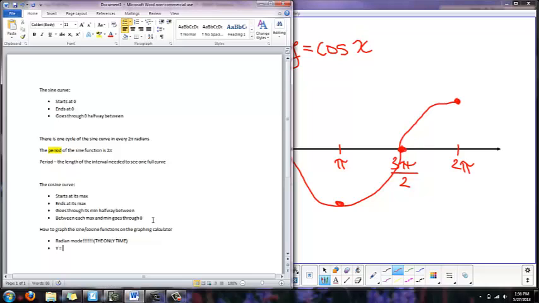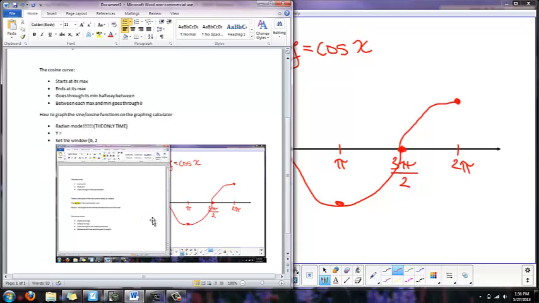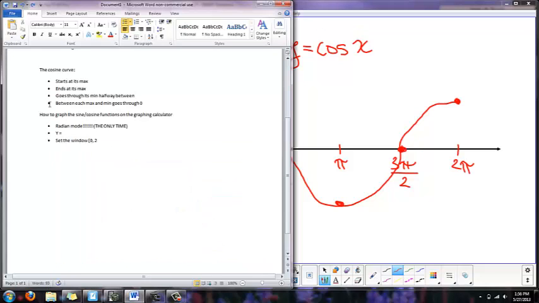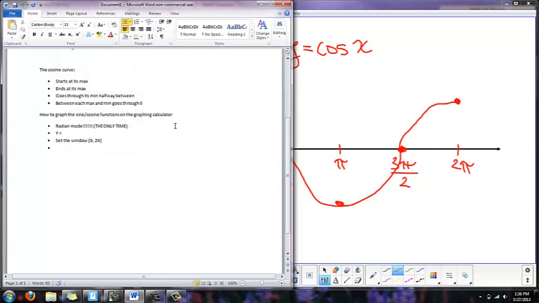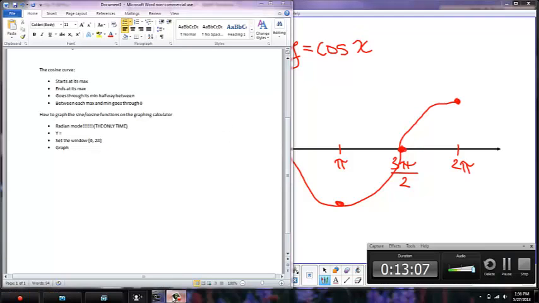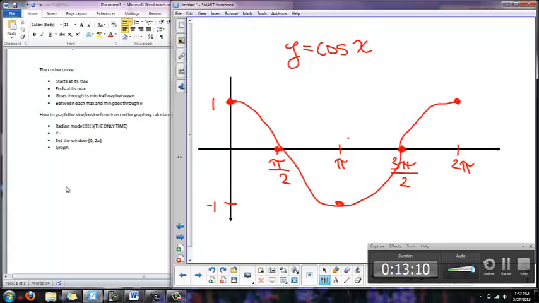You're going to go to the y equals function, type in whatever function that you have, and we're going to set the window. We're going to set the window between 0 and 2 pi. And then we're going to graph it. So I think that I'm going to do that very quickly with you so that you can see how it looks.